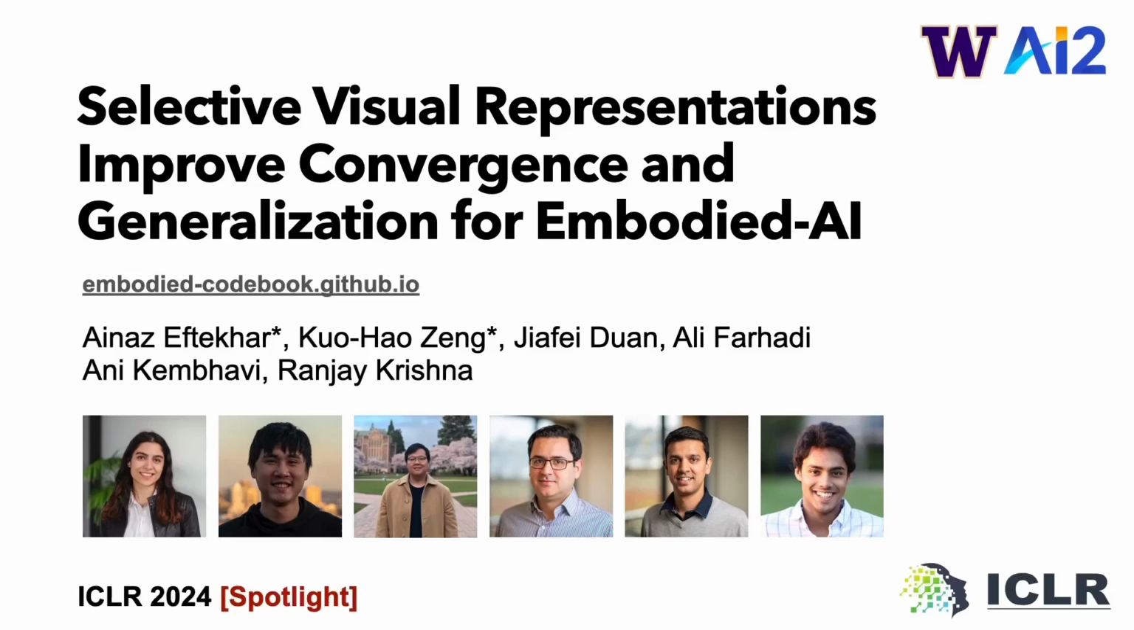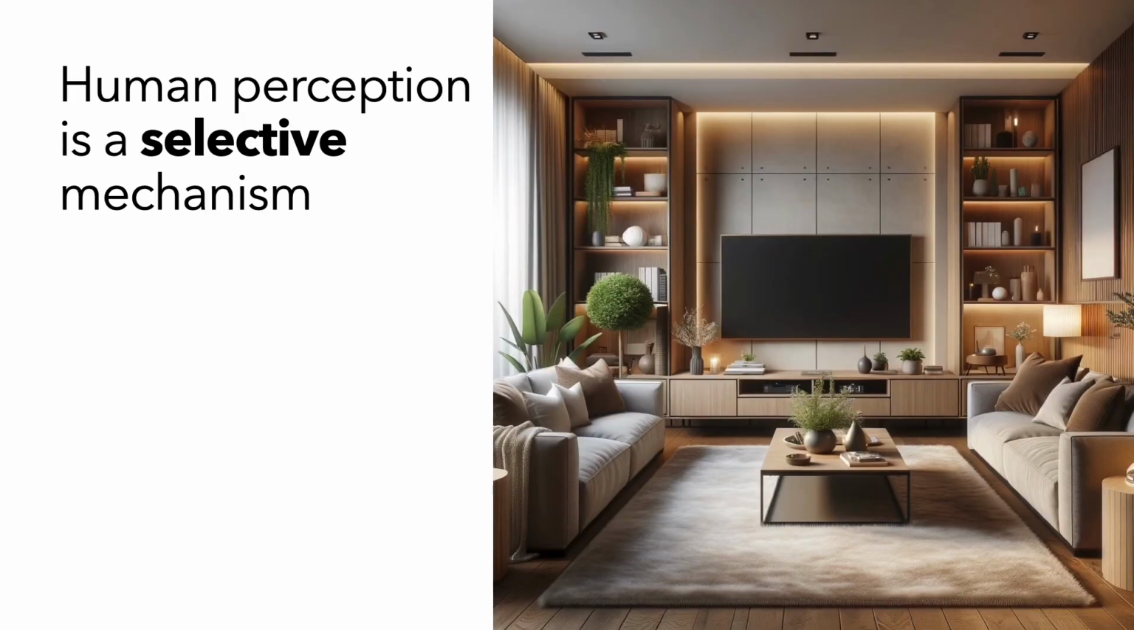We present selective visual representations improve convergence and generalization for embodied AI. Human vision doesn't process every single detail in the scene. We selectively filter out details and focus on the most relevant parts depending on the task at hand.